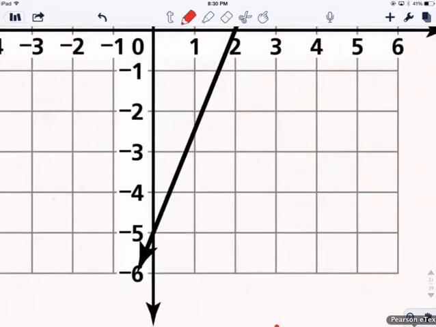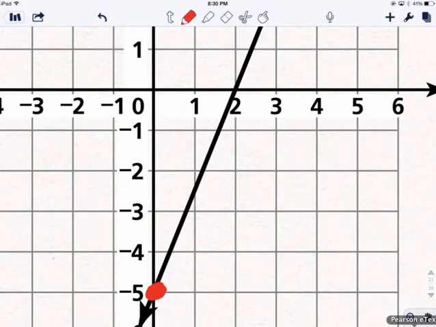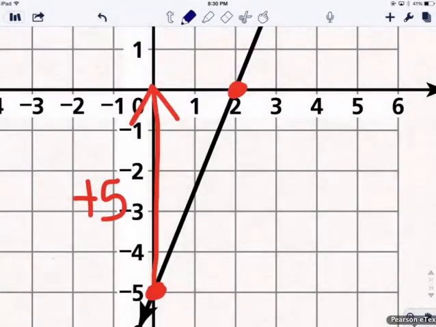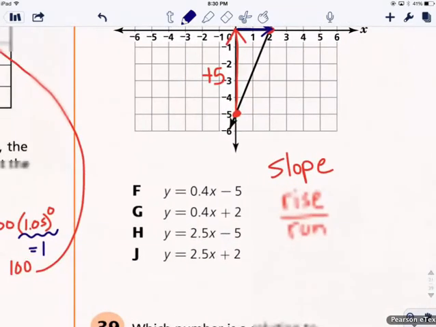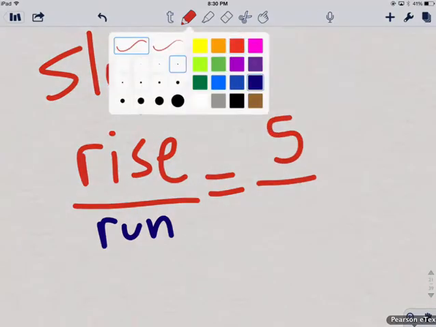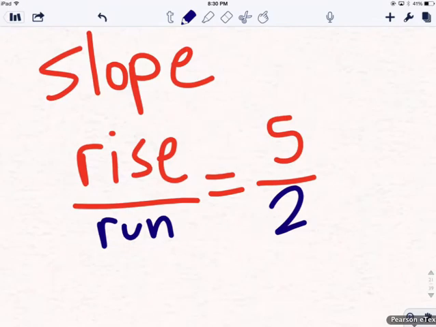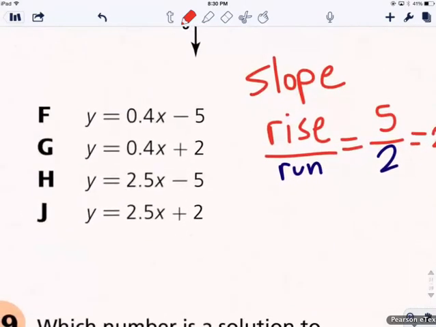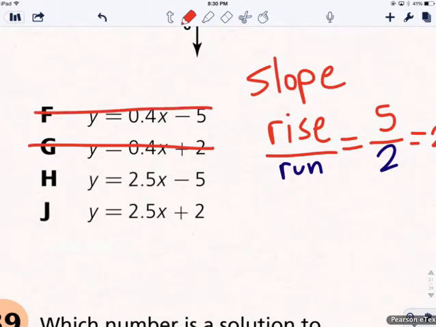Let's see. Here's one point that's on the line, and here's another point that's on the line. Now the rise between those 2 points, so the vertical change, is positive 5, and the run between those 2 points, or the horizontal change, is positive 2. So that means that the slope of this line is rise 5 over run 2. 5 over 2. And then, of course, as a decimal, it's not approximately equal to, it's exactly equal to 2.5. So the slope is 2.5, which means we know it's not G or F.